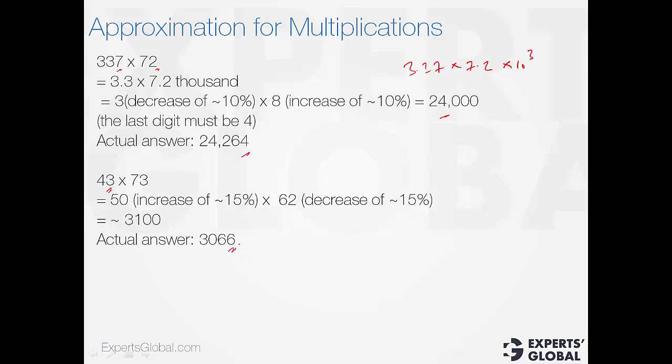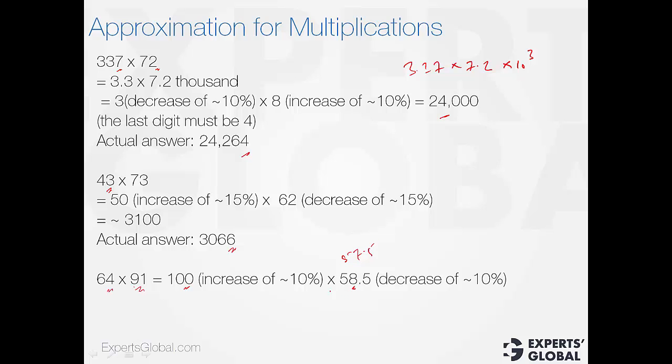64 into 91. So I've increased this by 10%. So decrease this by 10%, 57, 58 something. Slight mistake here. This should have been 57.5 rather. So you should get 5750, 5824. So yeah, you end up getting close enough with these approximation ways.